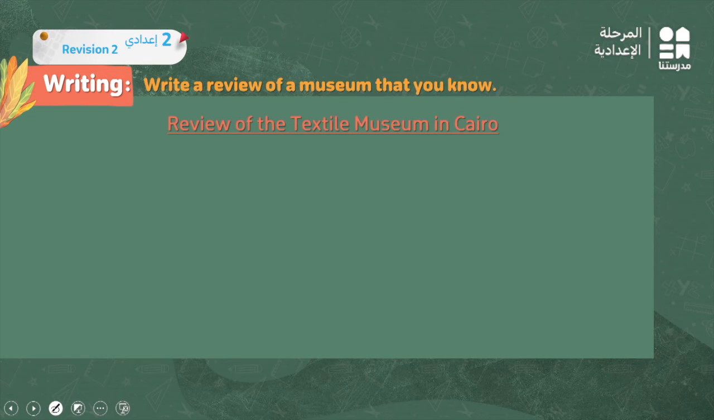Again, whenever you write a paragraph, you have to write a title for it, in the middle of the line, for the paragraph that I am writing. I make up this title according to the topic I am writing about. Here, a review of the textile museum in Cairo. The textile museum is a museum of fabrics, from the ancient times or the modern times. Okay? So, this is a review about it.